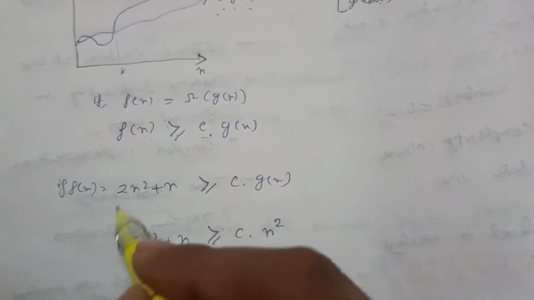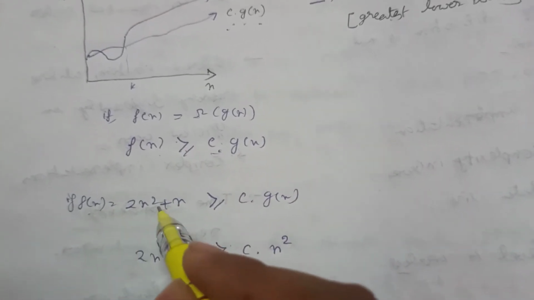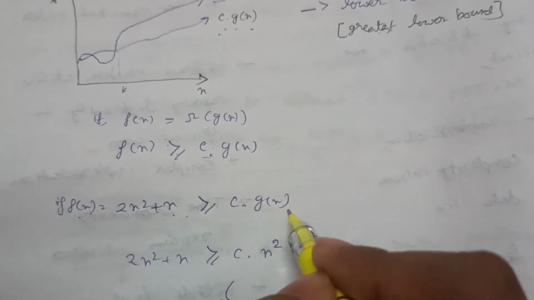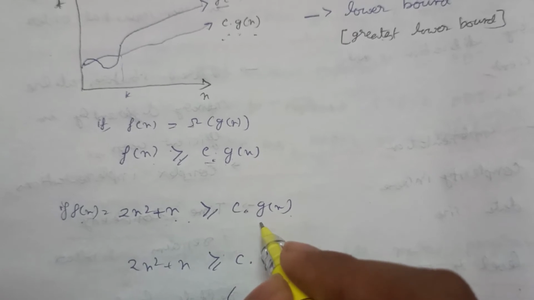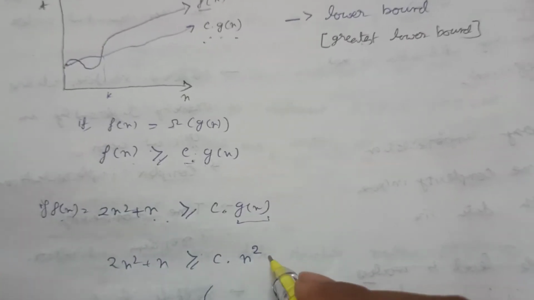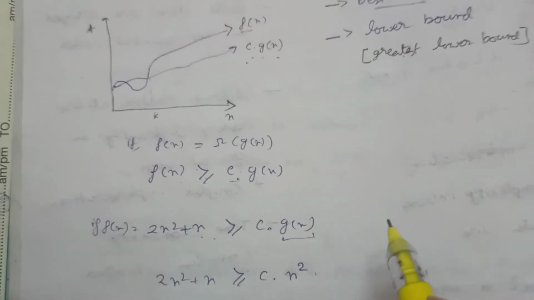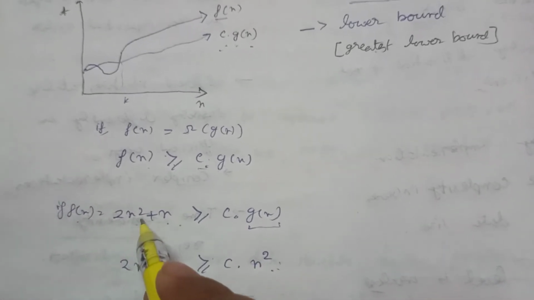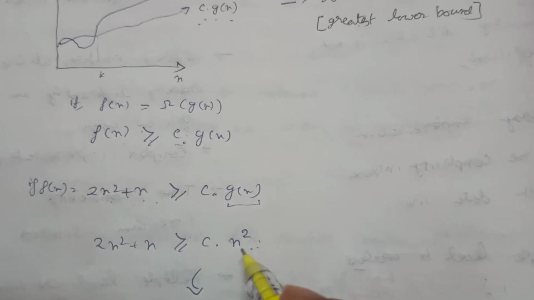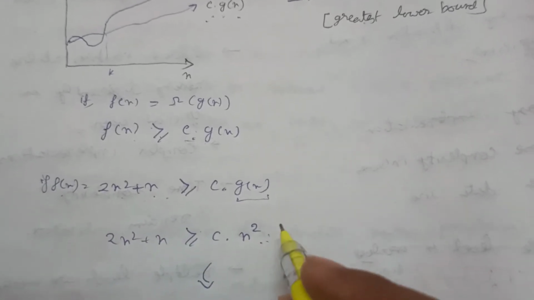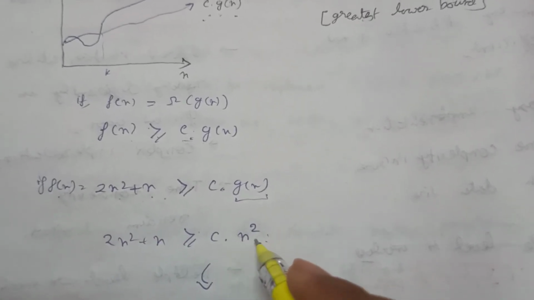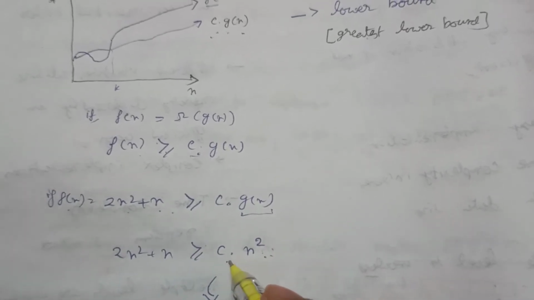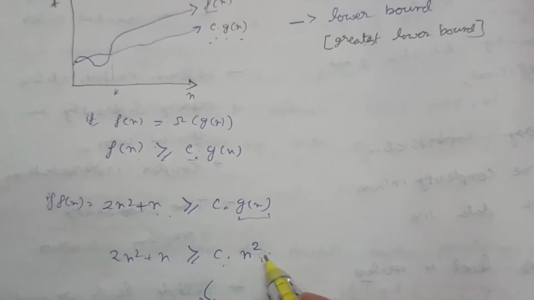Now let's check for the same example. f of n is 2n square plus n, so it is greater than or equal to c into g of n. If we take g of n's value as n square, then this will be the greatest lower bound. The dominating term is n square, so we will take the same as always. We will take the dominating term here for c into n square, and what should the value of c be so that it is our greatest lower bound?